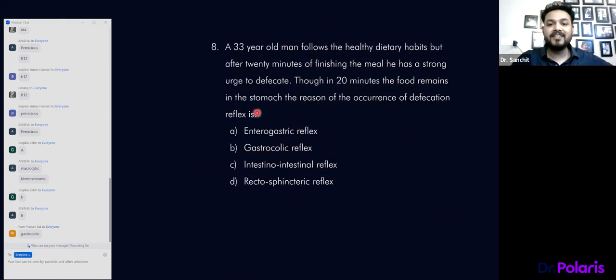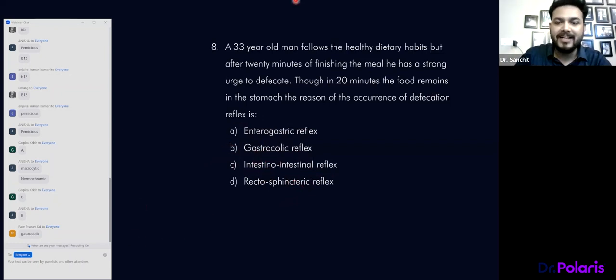These reflexes have been named after where exactly they occur. Enterogastric means the reflex happens between the intestines and the stomach. Gastrocolic means the colon starts contracting and relaxing faster, induced by the gastric area. Intestino-intestinal means it happens solely in the intestines, and rectosphincteric means the food has distended the rectum, causing sphincter relaxation. So the answer is gastrocolic reflex.